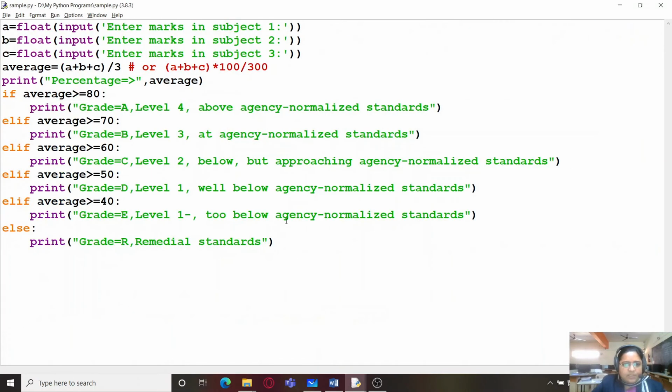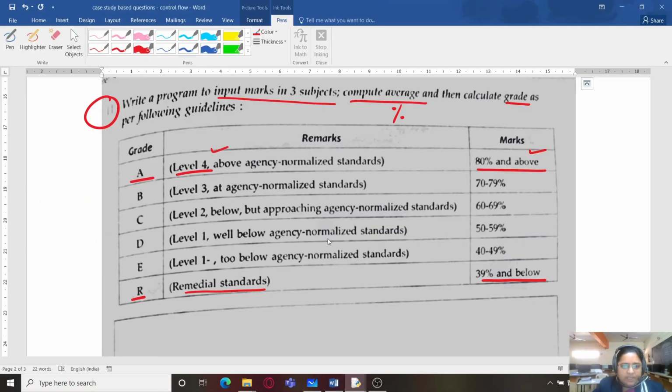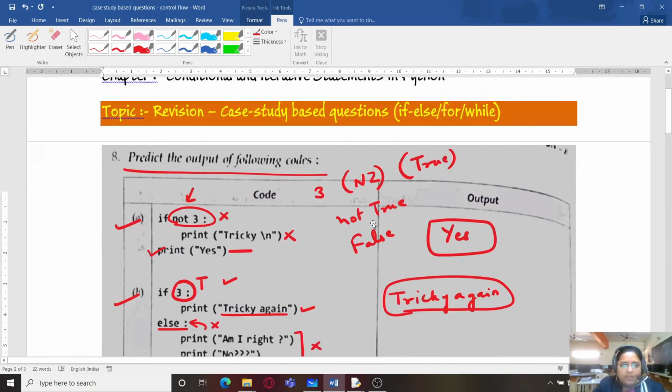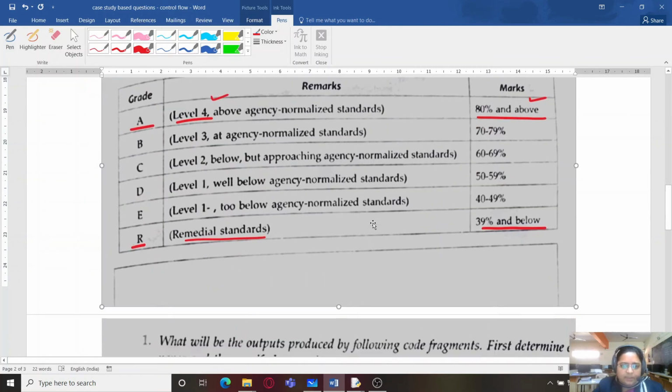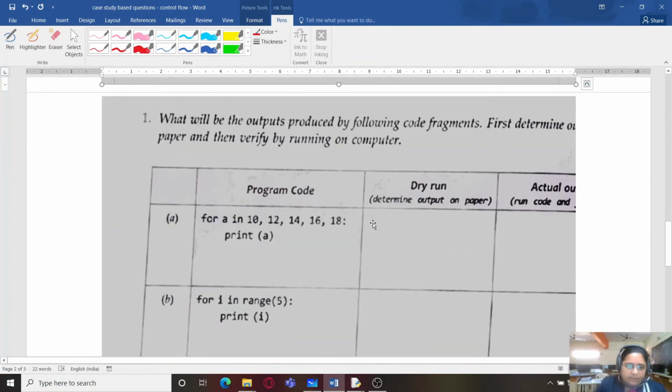So such type of questions can be asked. Your case study based questions could contain some conceptual questions as we already saw before, or it could also contain some type of programming questions like these. Let's check the third one.